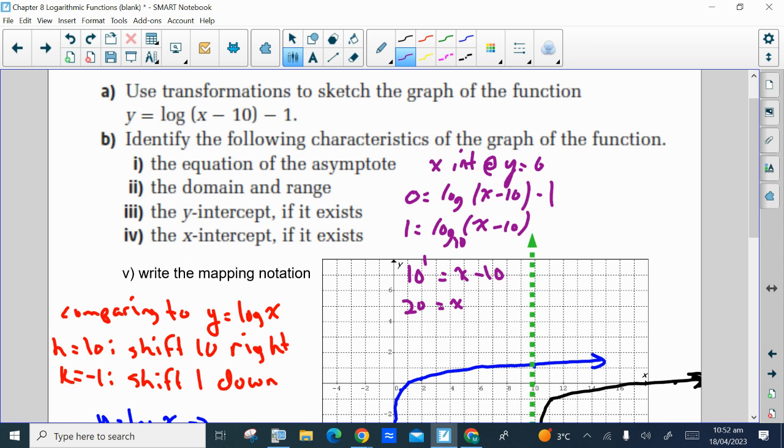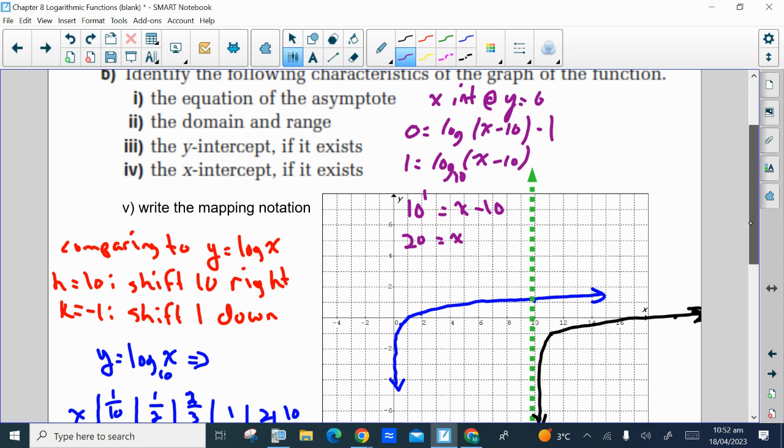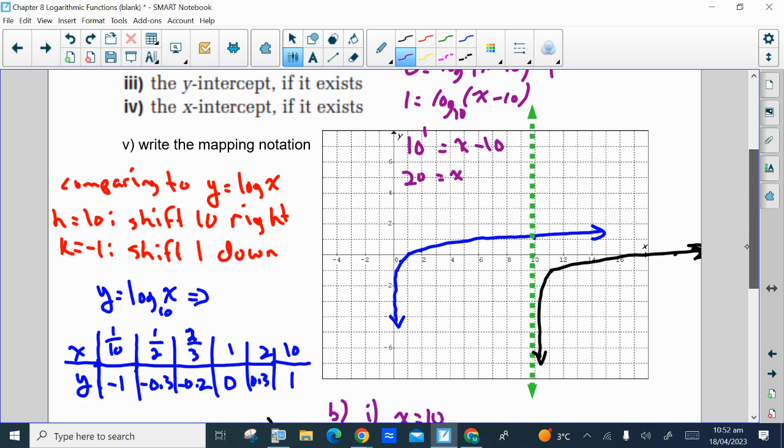So had we not got the x-intercept just by luck, by what point we started with, and then when we did the transformations, it became 20, comma 0, you can still find it algebraically. Okay?